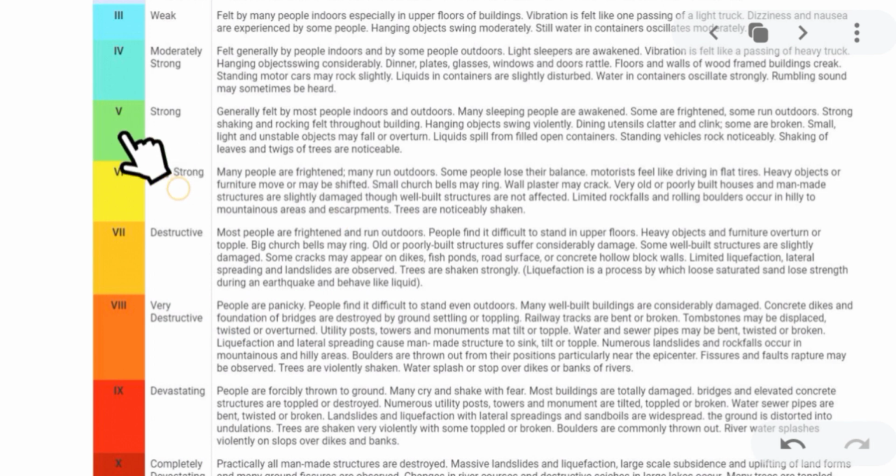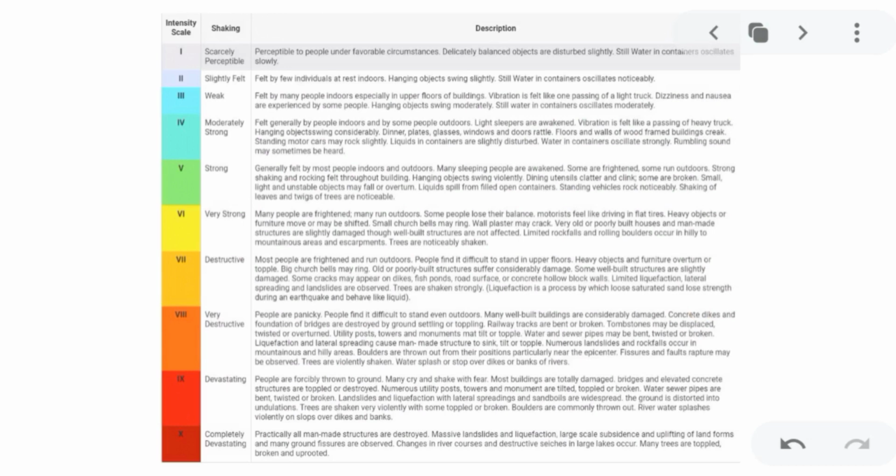So, we have here 5, strong shaking, 6, very strong, 7, destructive, 8, very destructive, 9, devastating, and 10, completely devastating. Okay? So, I'll send this one to you for the descriptions. Okay? All for the geomorphic processes under the topic endogenic processes.